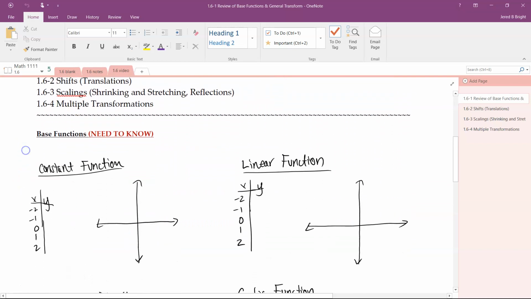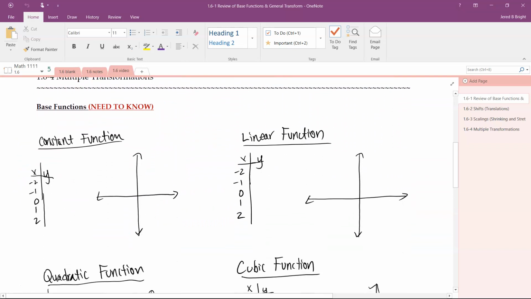So here we are, base functions. You absolutely need to know these. Like, I don't really recommend flashcards in math, but if you don't know what a constant function, linear function, all these functions look like graphically and in a table and in an equation, you need to know these. Memorize these somehow.